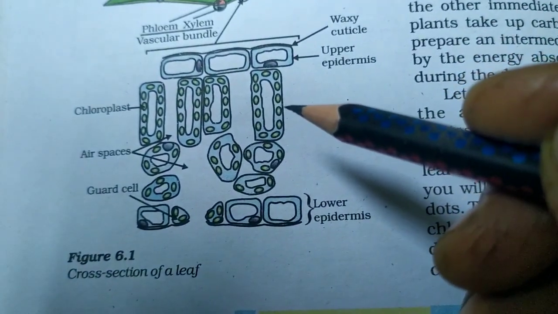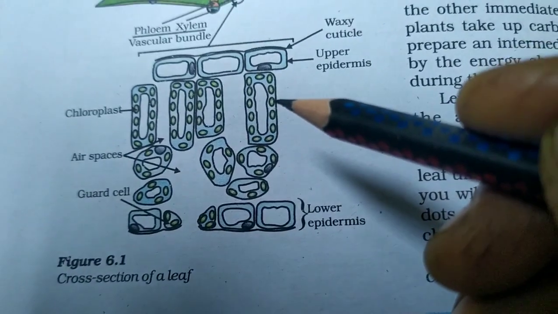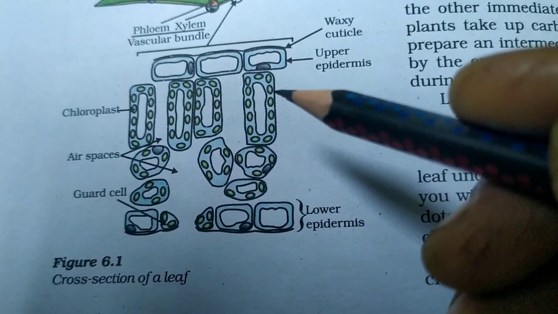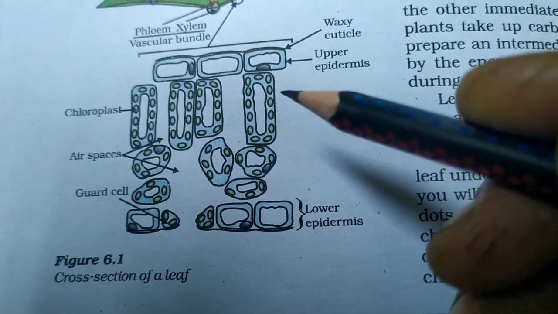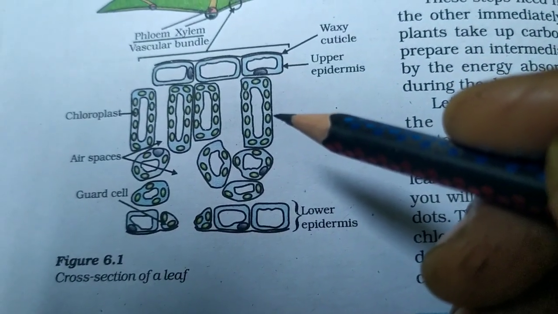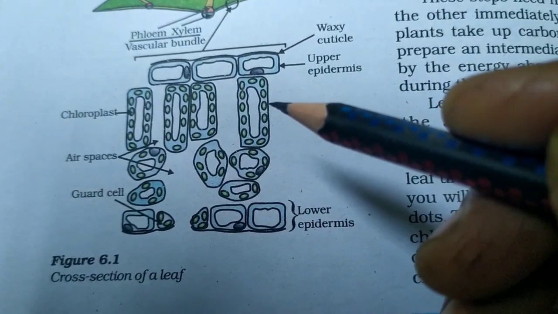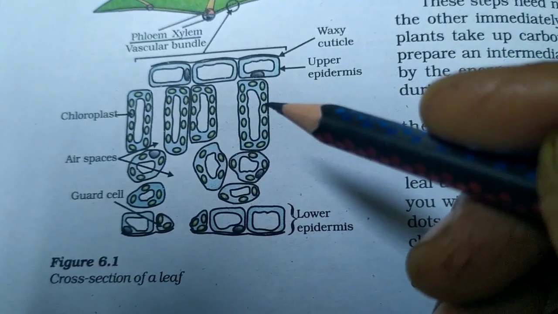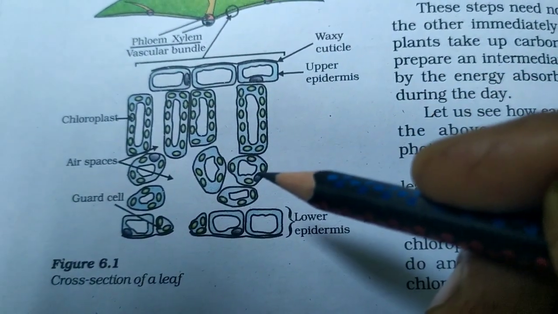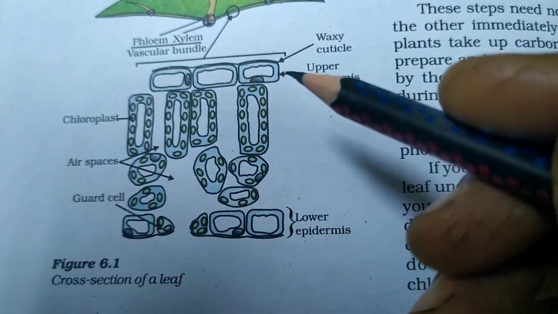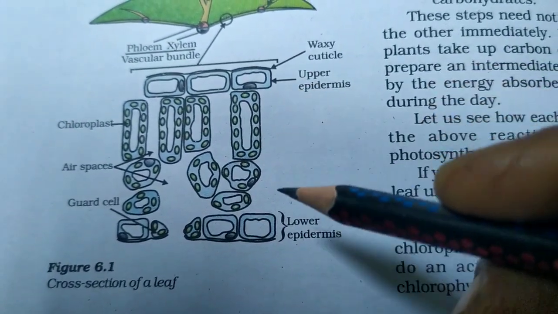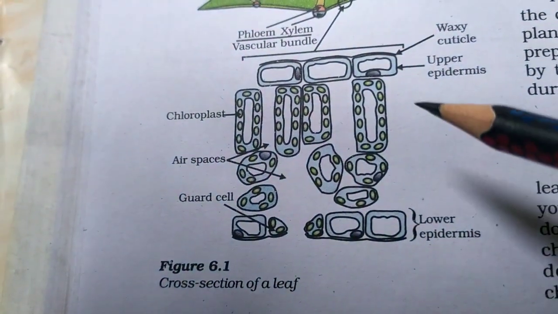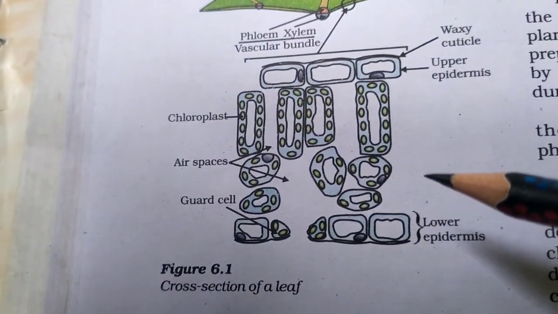Chloroplast is nothing but the chlorophyll-containing organelle. So the dark spots which are seen in the cells are nothing but the chloroplasts. These are the sites where photosynthesis takes place, and the palisade tissue and the ground tissue together make the mesophyll tissue. This part of the leaf is called the mesophyll tissue. So the process of photosynthesis takes place in the mesophyll tissue of the leaf. Is that clear?